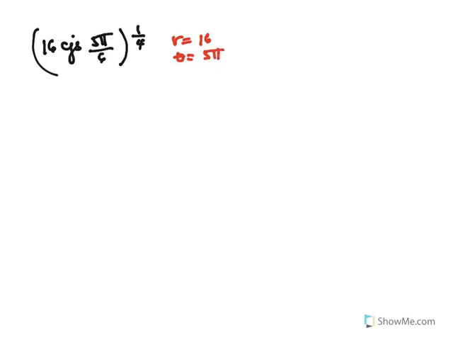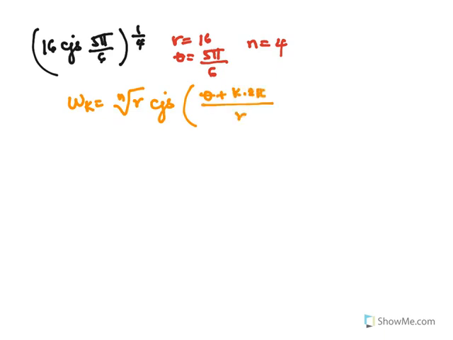Basically, what we want are the 4 roots of this complex number. And so we want 16 cis 5 pi over 6 raised to 1/4. So here, your r is 16, your theta is 5 pi over 6, and your n is equal to 4. Now recall again that our formula in finding the root is omega sub k equals the nth root of r, cis of theta plus k times 2 pi, all over n.